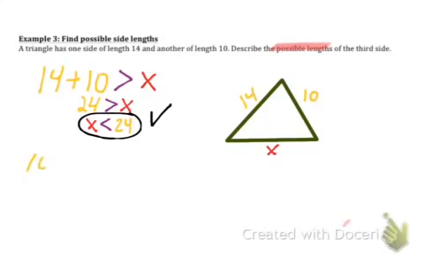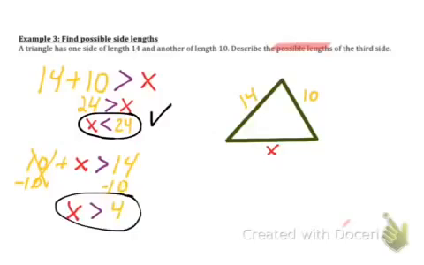Another combination we could have gone with was 10 plus x is greater than 14. That's these two sides added together, and that sum has to be greater than the third side, 14. If I subtract 10 from both sides, x needs to be greater than 4. So the third side needs to be less than 24 and also greater than 4.